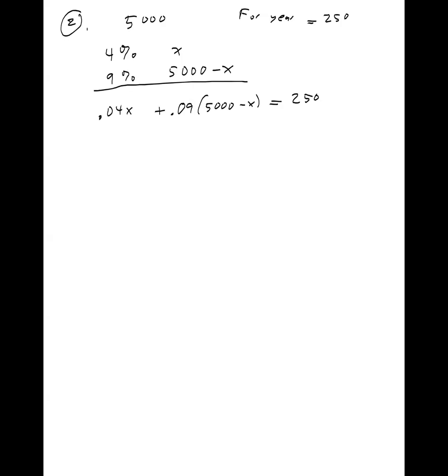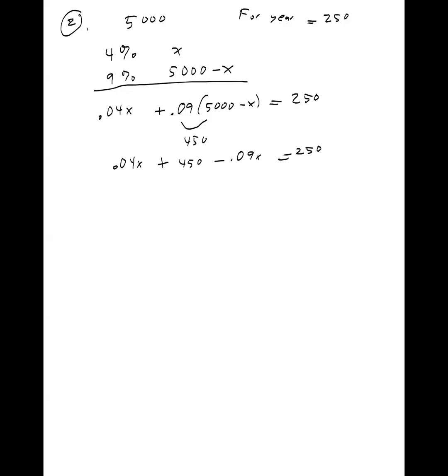Now we're going to distribute this. What is 0.09 times 5,000? That would be, let's see, 450, I believe. Let me just double check that. Yep, 450. Then what is 0.09 times negative x? That would just be negative 0.09x. And then bring down the 0.04x, put a positive sign, and bring that down.